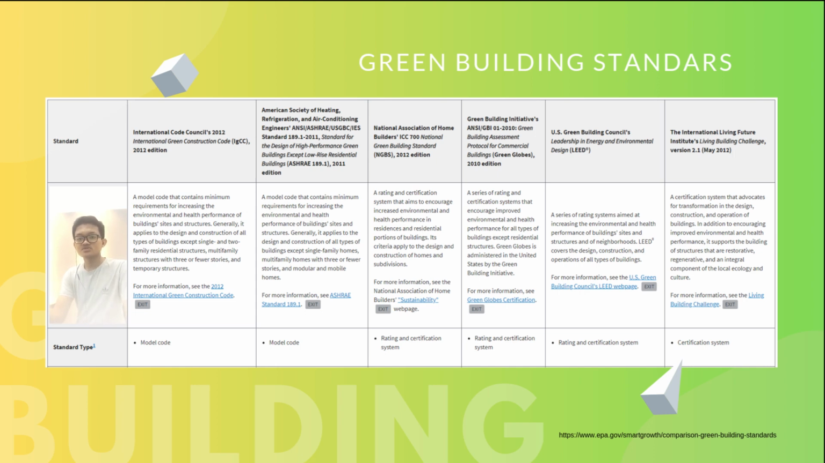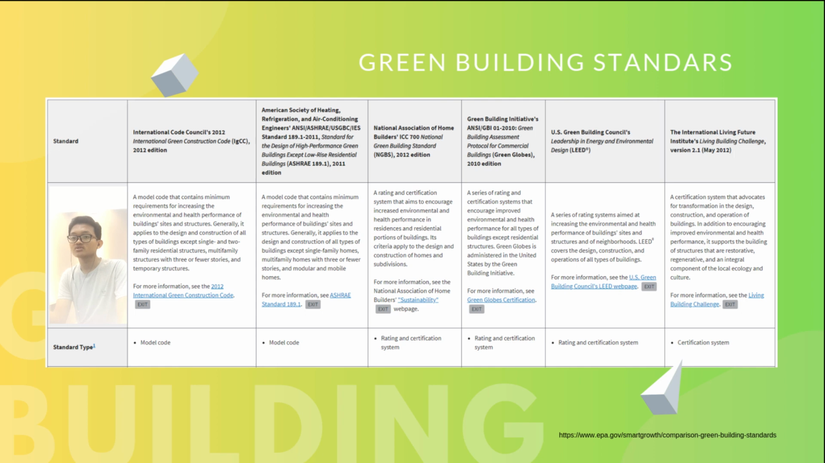The description is a model code that contains minimum requirements for increasing the environmental and health performance of buildings, sites, and structures. Generally, it applies to the design and construction of all types of building except single-family homes, multi-family homes with three or fewer stories, and modular and mobile homes.